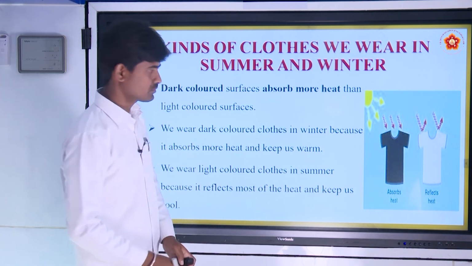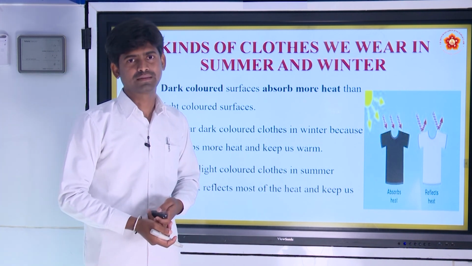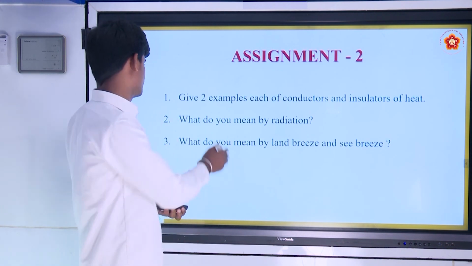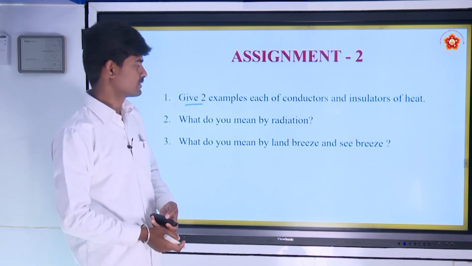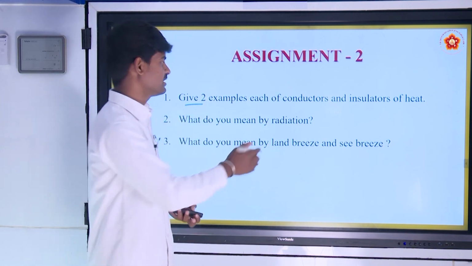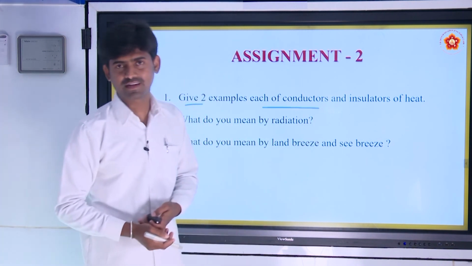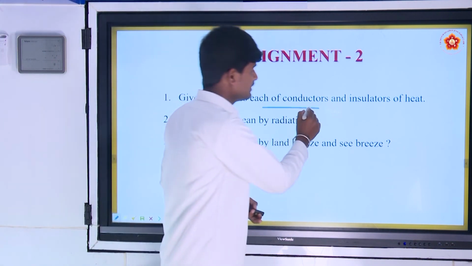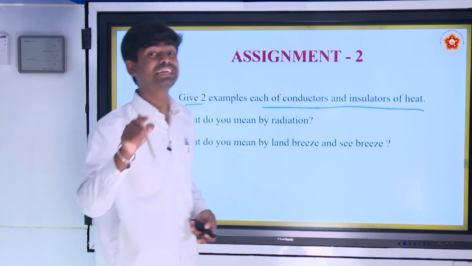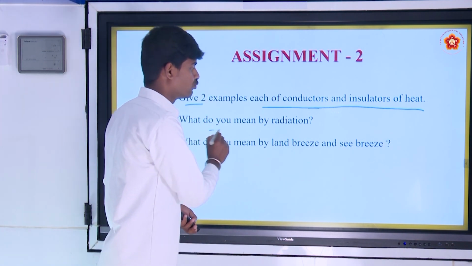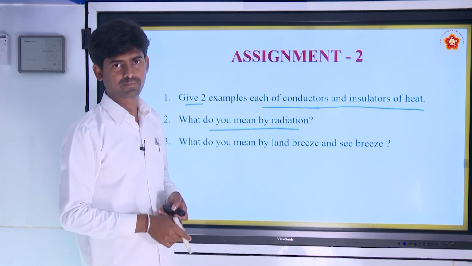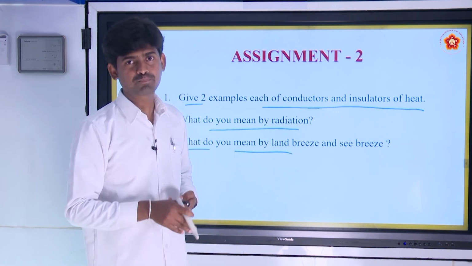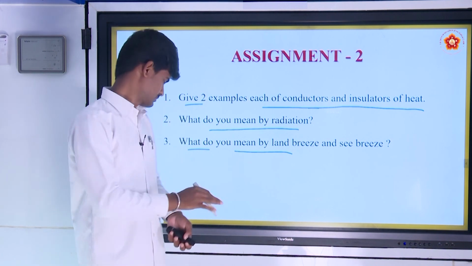This completes your chapter. Here is an assignment. First question: give 2 examples each of conductors and insulators of heat. Second question: what do you mean by radiation? Third question: what do you mean by land breeze and sea breeze?